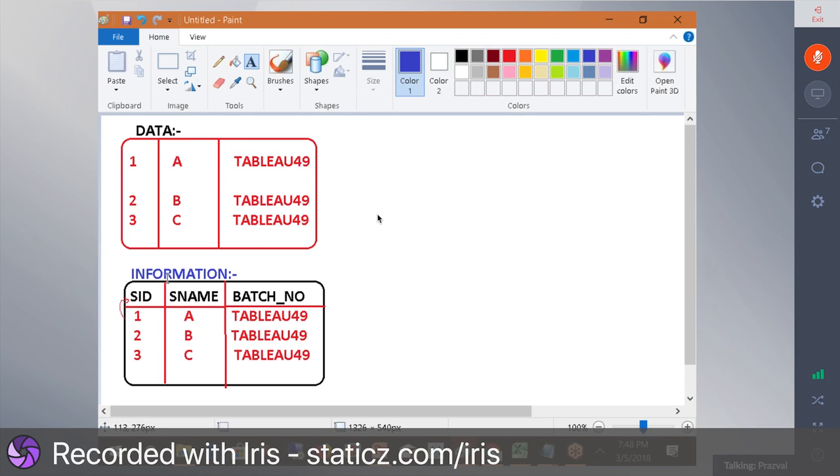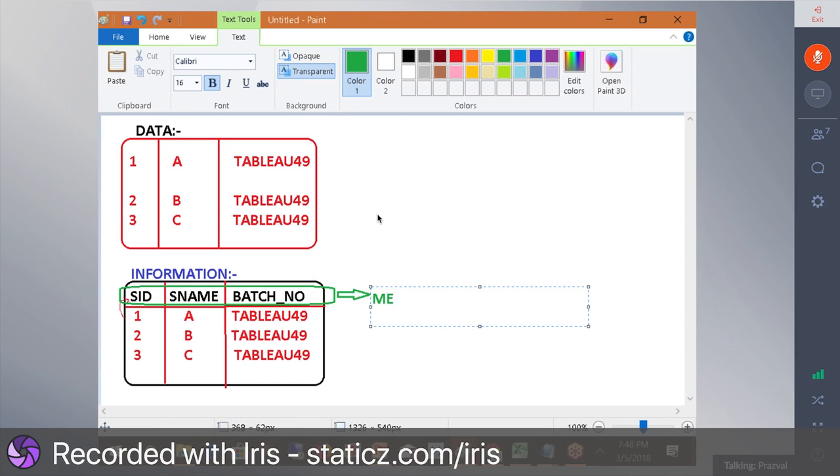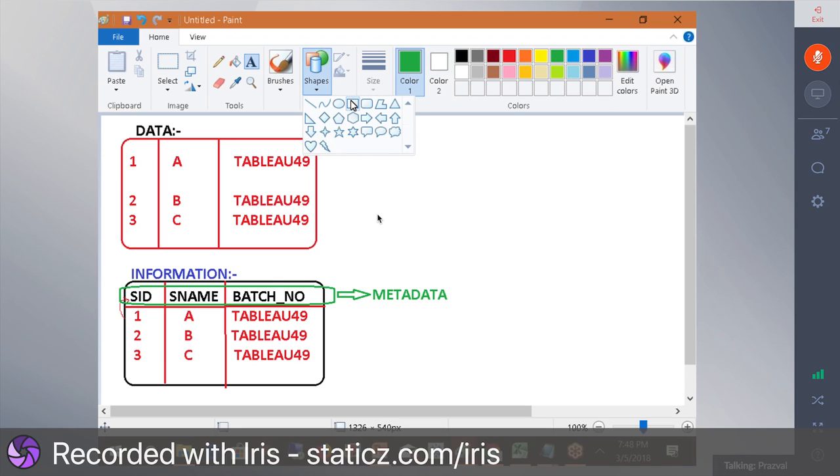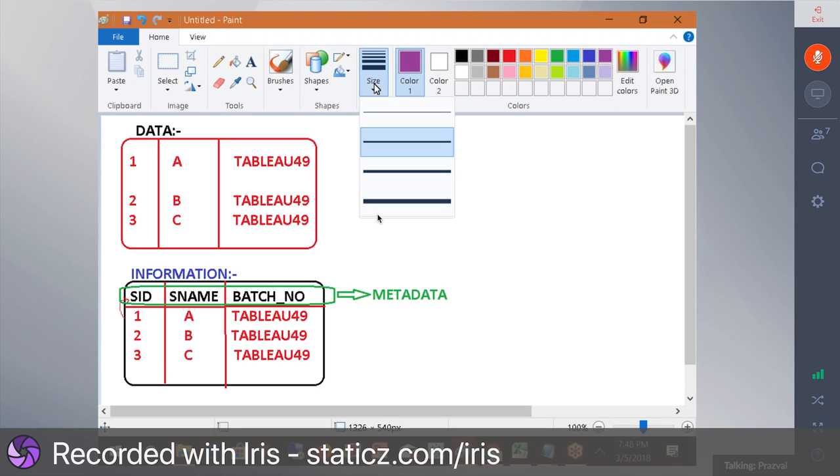Here, have we got the meaning to this data? In the first line, we have some definitions: SID, SNAME, and batch number. These three are known as metadata. With the help of the metadata, we got the meaning of this data. The first line is called the metadata, and the lines below are known as data.